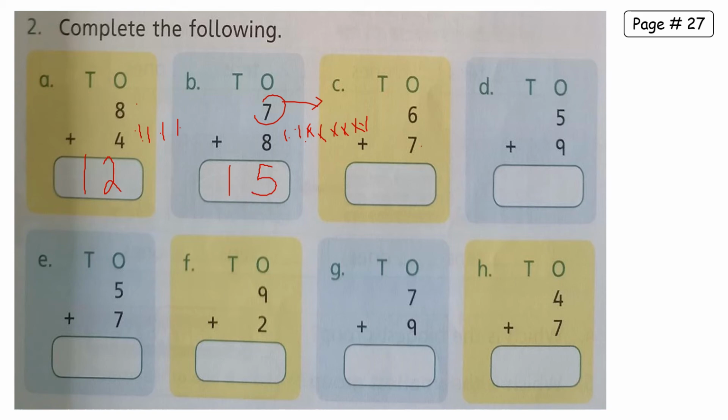And again 6 plus 7 is 13. So we'll write 3 here and 1 here. 5 plus 9 is 14. So we'll write 4 here and 1 here. And similarly you have to do these 4 remaining parts by yourself. You just have to add them and write the answer in this empty box.